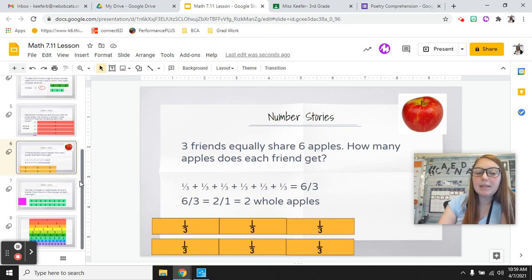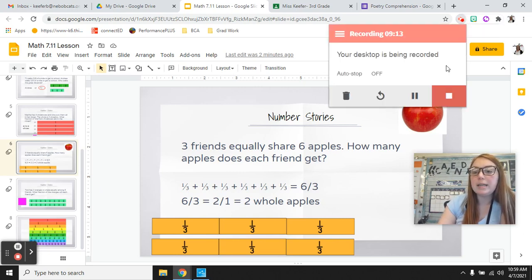Again, some of it can be a little bit confusing. Some problems are harder than other problems. But with this one, again, we got the 1/3 because there's 3 friends. We did it 6 times because there were 6 apples. So this would be easier if you looked at it on a number line. You could see where it looked like in comparison to the 1 and to the 2 wholes. So we are going to pause there for now, and we will try one more problem together.